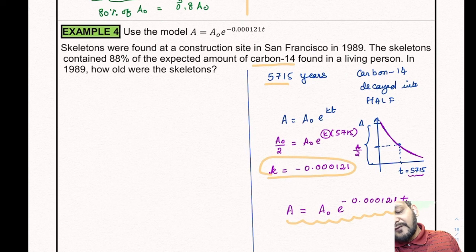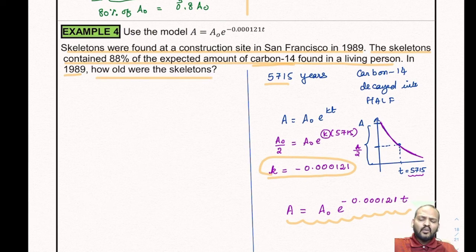Skeletons were found at a construction site in San Francisco in 1989. These skeletons contained 88% of the expected amount of carbon 14 found in a living person in 1989. How old were these skeletons, right? How old were those skeletons? So how do we do that? The amount in the skeleton happens to be 0.88.